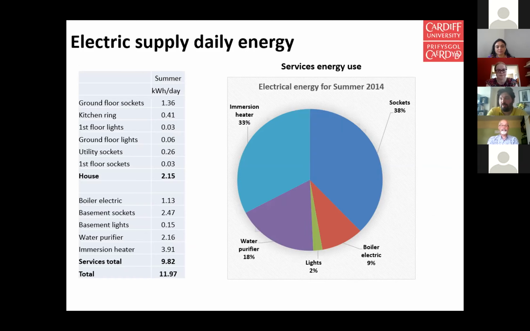And the services in the basement were nearly 6 times that size, or over 5 times. What's fascinating is that the boiler uses quite a lot of electricity, the basement lights not too bad, the water purifier quite a lot, and the immersion heater a lot as well. The immersion heater was the occupant taking PV generation and directing it into the hot water tank, so that's user-orientated. But the basement sockets are very high, because they're a farmer. They had a large freezer in that area where they stored some of their produce, so they couldn't really avoid these things.